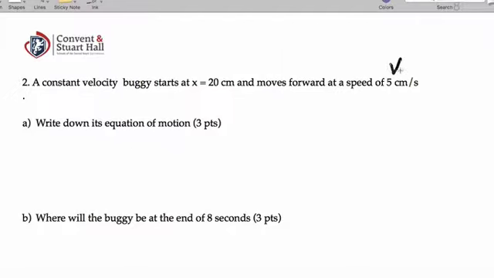We know that this is the velocity. We know that this is the y-intercept on the graph. If we're talking about a line, this corresponds to the slope, and this corresponds to the y-intercept, because we're using the general equation x equals v naught t plus x naught.